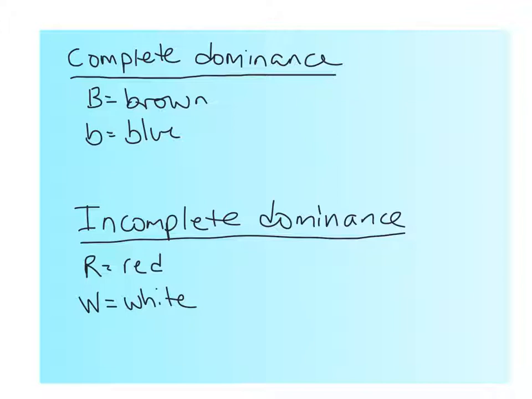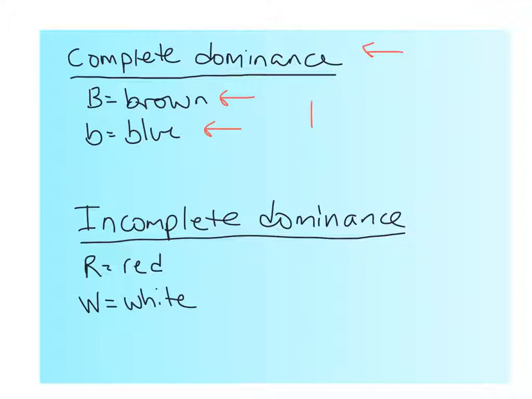We're going to start off with a little review. Remember, complete dominance. Big B or capital B is the allele for brown. Lowercase b is the allele for blue. It is little or lowercase because blue is recessive.